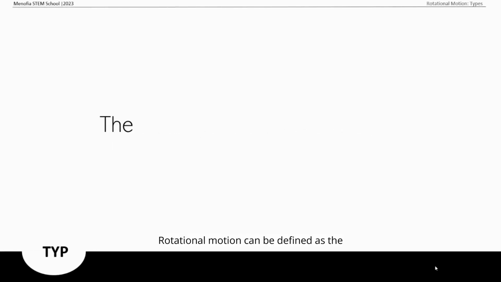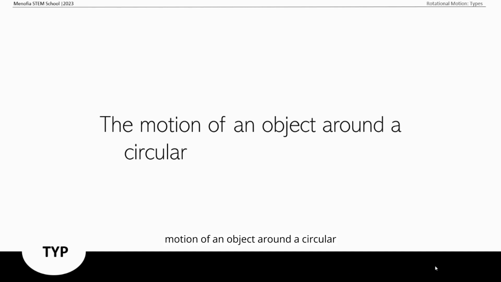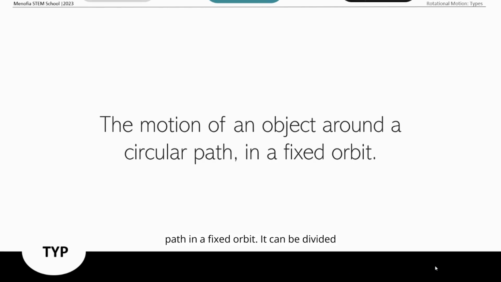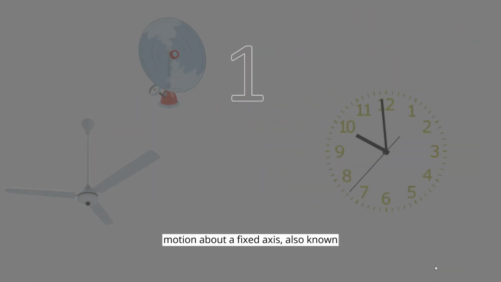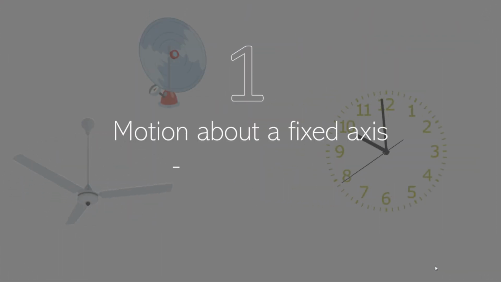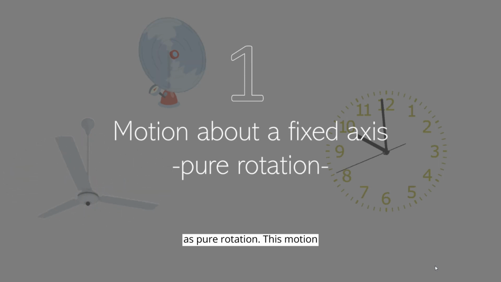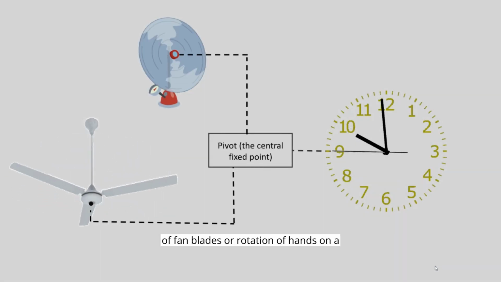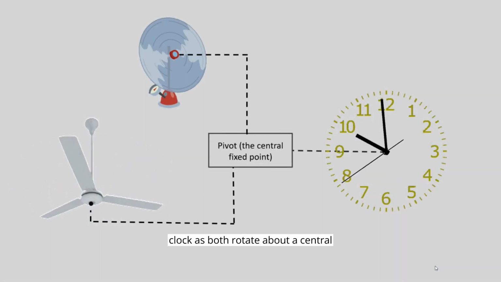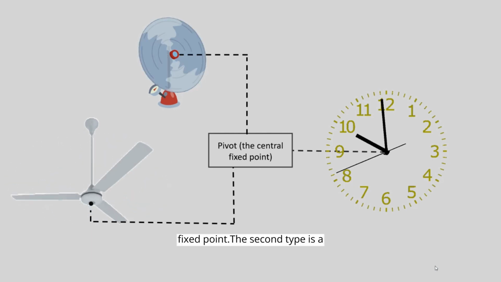Rotational motion can be defined as the motion of an object around a circular path in a fixed orbit. It can be divided into three types. The first type is the motion about a fixed axis, also known as pure rotation. This motion describes the rotation of an object around a fixed point, like the rotating of fan blades or the rotation of hands on a clock, as both rotate about a central fixed point.